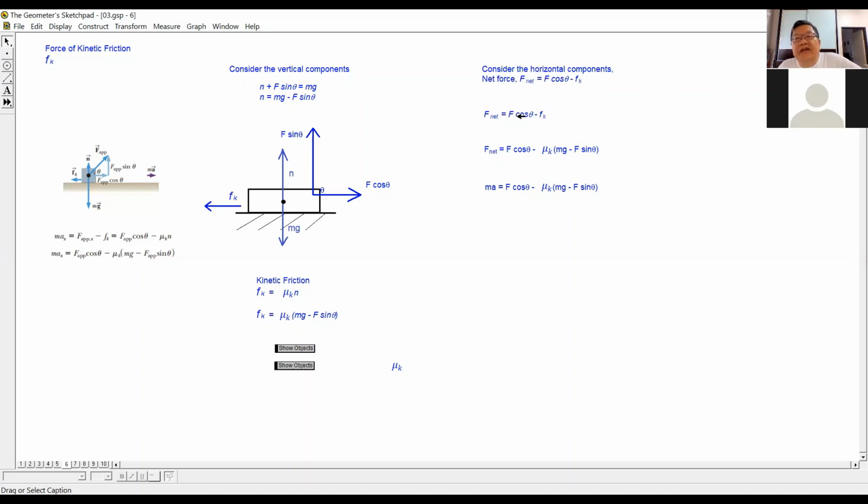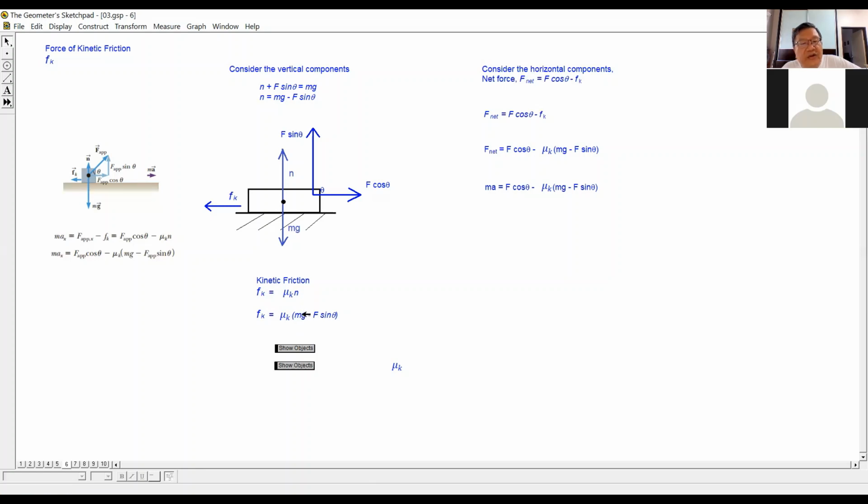But if you look at this F cos theta minus Fk, we still don't know what Fk is. So we come back to this. The kinetic friction, as we have learned earlier, is the coefficient of friction multiplied by the normal reaction. The coefficient of friction we leave as mu k.